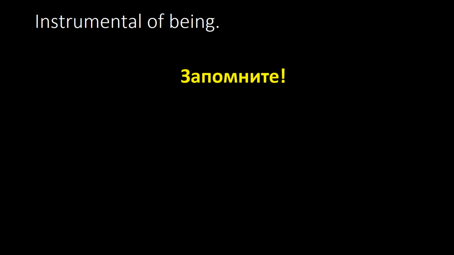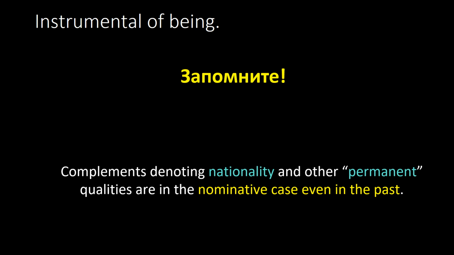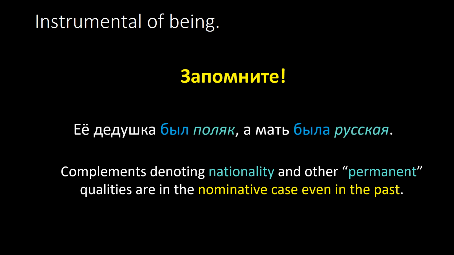Now, one more thing to keep in mind is that complements denoting nationality or some other permanent, almost inborn qualities are in the nominative case after the verb to be, even in the past. Ее дедушка был поляк, а мать была русская.